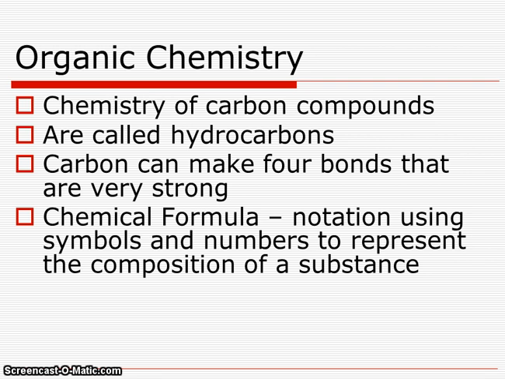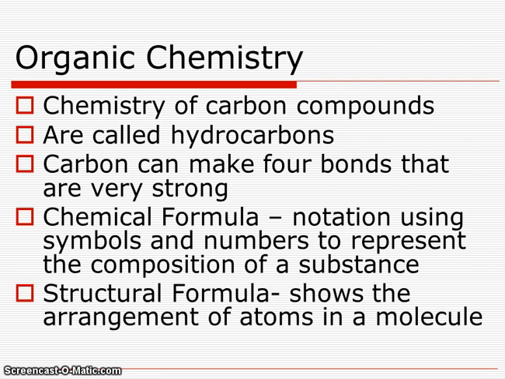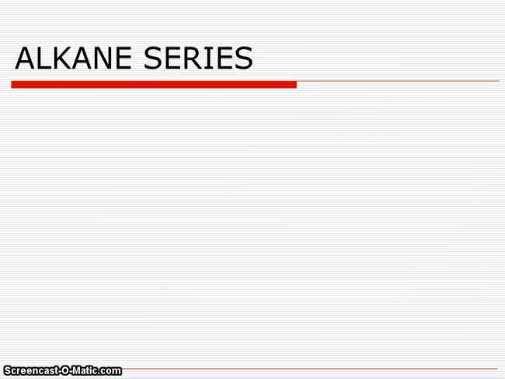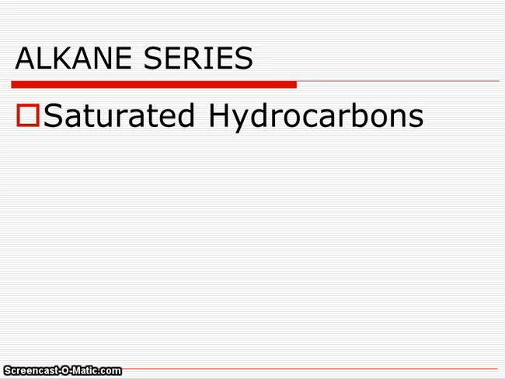The other thing we're going to deal with in this chapter is what's called a structural formula. The structural formula tells us how the atoms in that particular molecule are arranged. Today we're going to talk about a couple of different types of simpler organic compounds. Our first one is the alkane series. Alkanes are considered to be saturated hydrocarbons. They contain carbon and hydrogen, and the bonds between the carbon atoms are all single bonds.